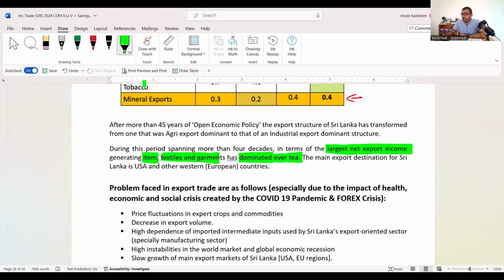Right. Then the main export destination of Sri Lanka, we'll look at this separately also, but it's good to know this. Sri Lanka mainly exports our textiles and garments to USA and Western or European countries. Then tea we export to a few Mediterranean countries, Middle Eastern countries, and Russia and these kinds of countries. Okay, right.